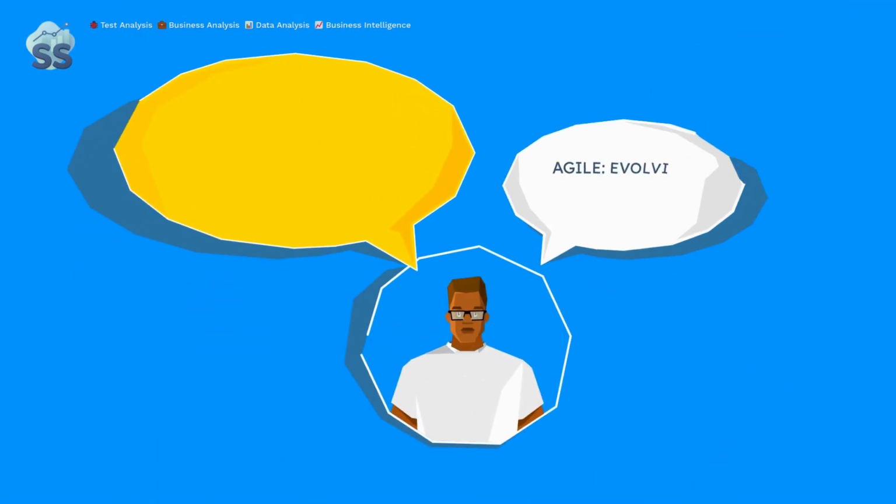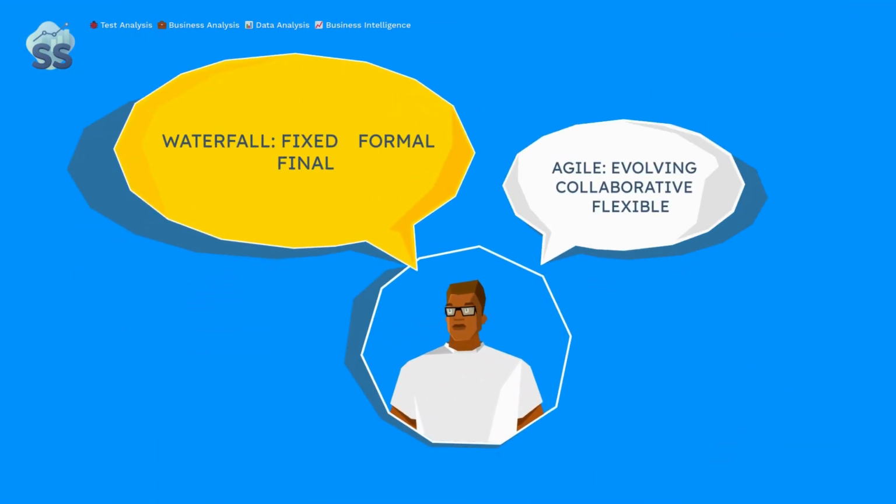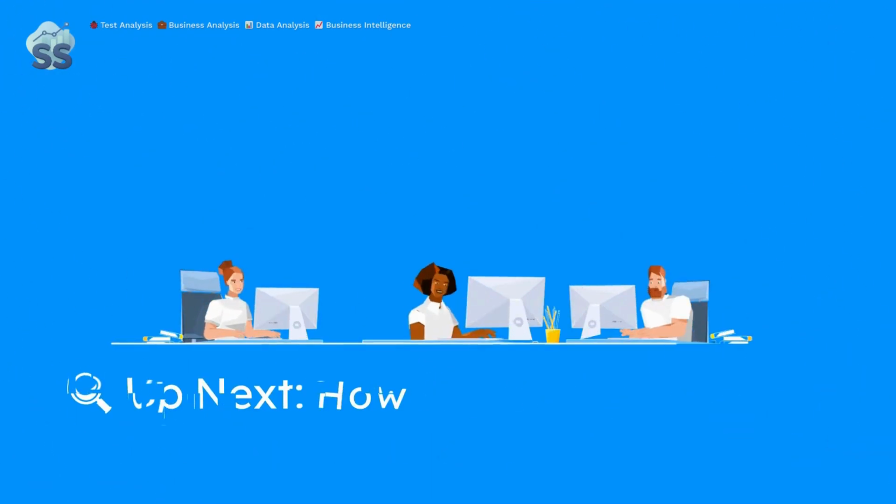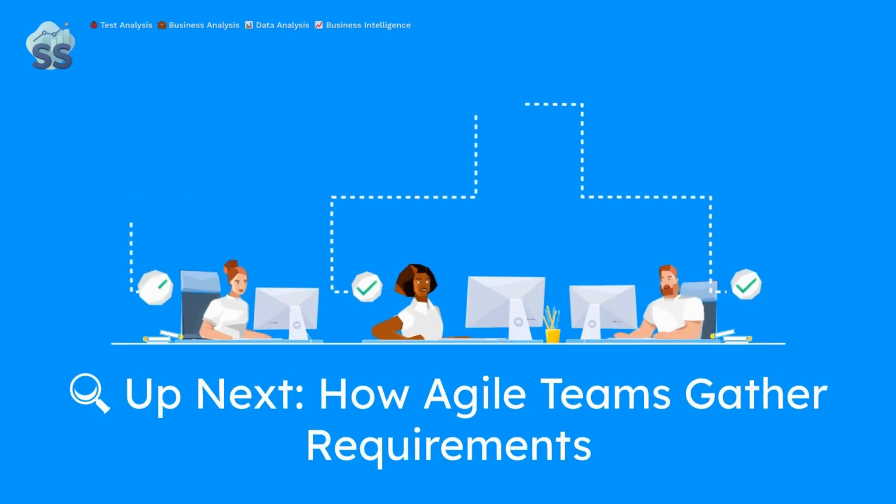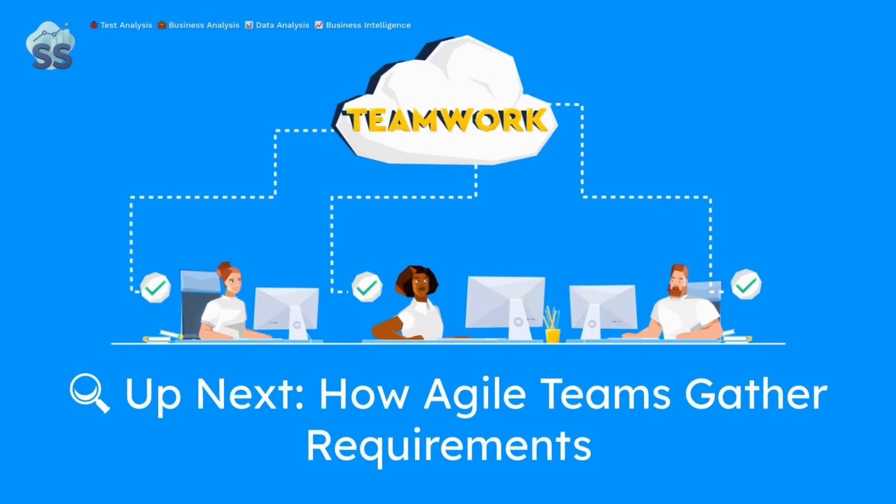So here's the bottom line. Waterfall is rigid, formal, and fixed. Agile is evolving, collaborative, and flexible. Now that you know how Agile shifts the mindset, let's look at the actual techniques used to gather effective requirements in Agile teams.